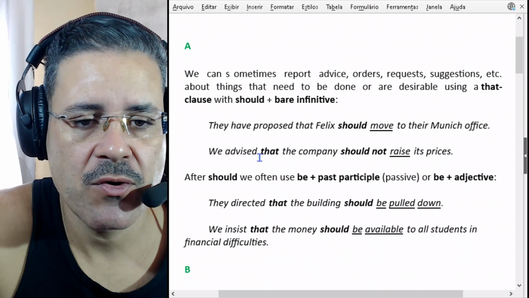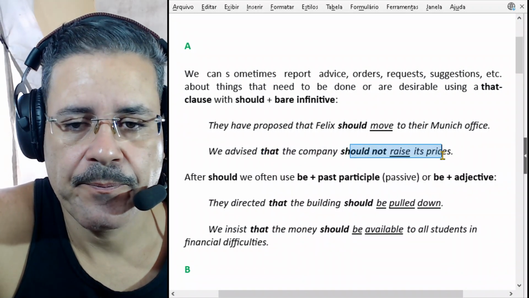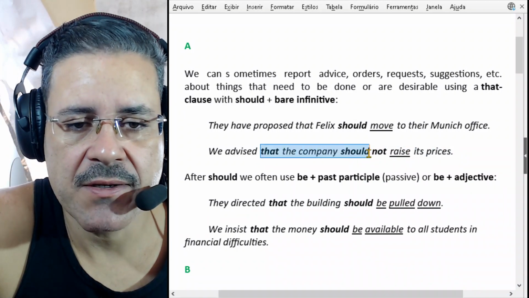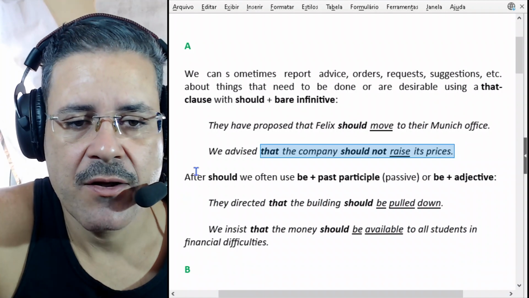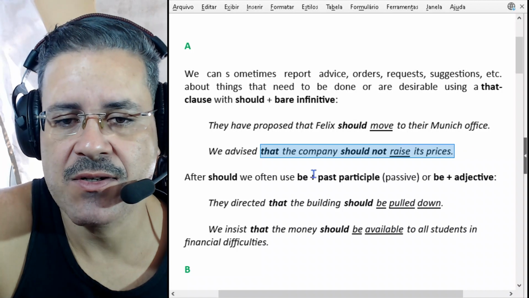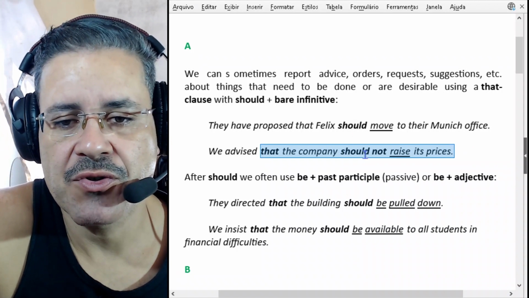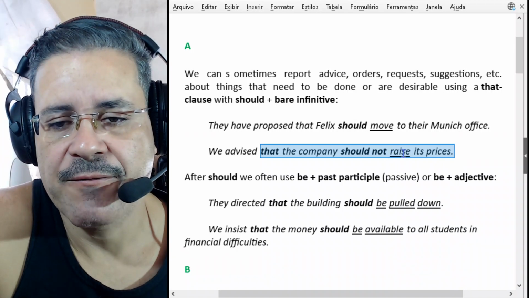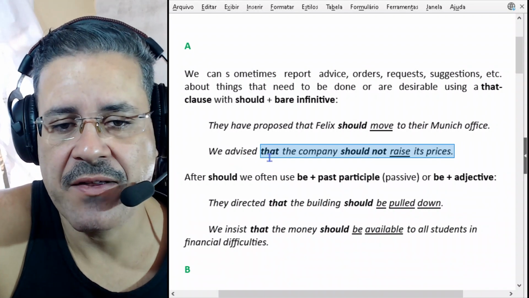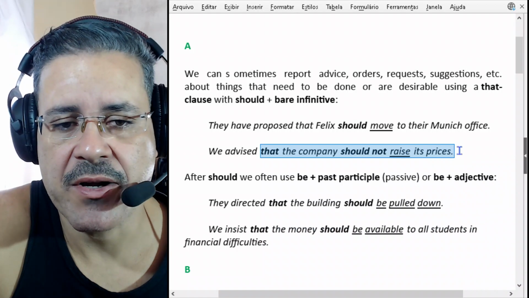Another example: we advised that the company should not raise its prices. So we've got inside that clause the modal should followed by a bare infinitive. In that case, it's in the negative form. We advised that the company should not raise its prices.